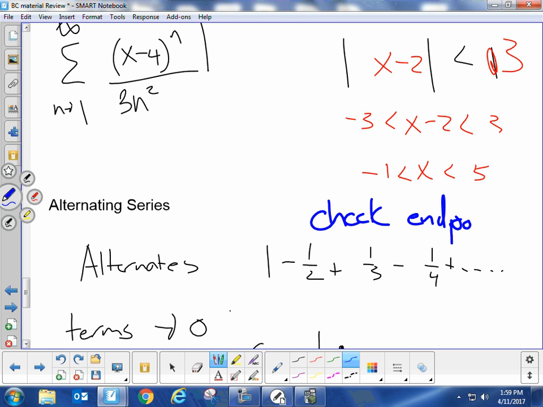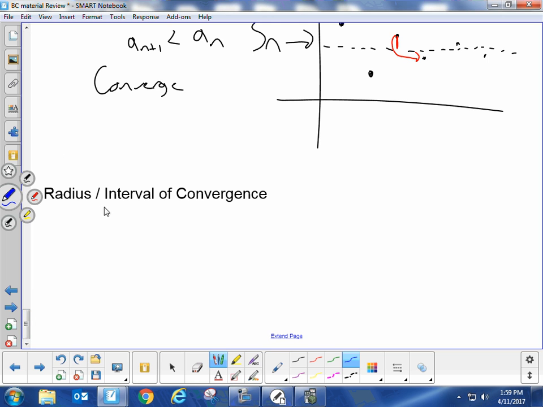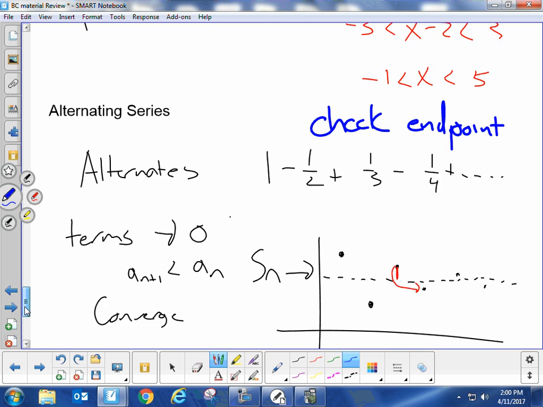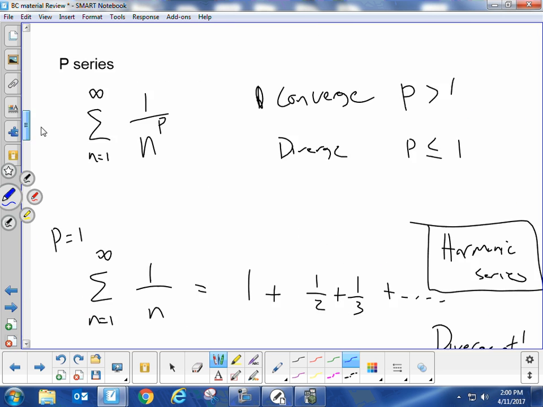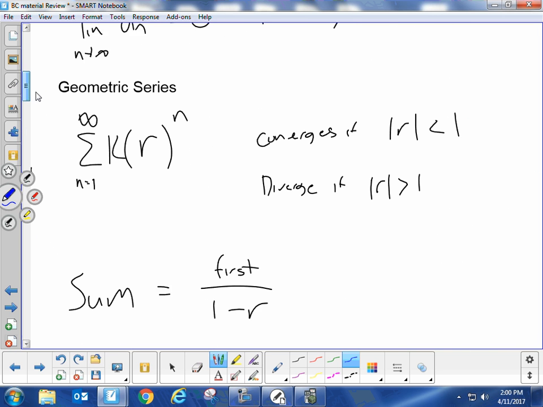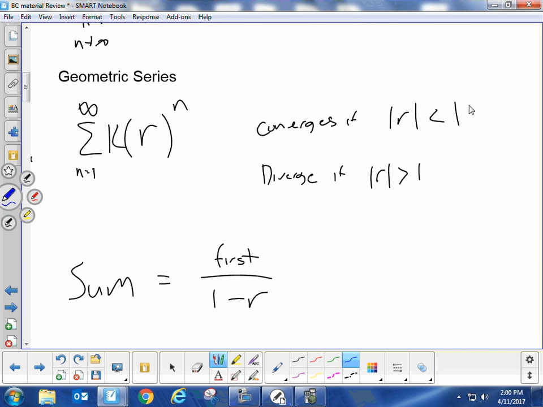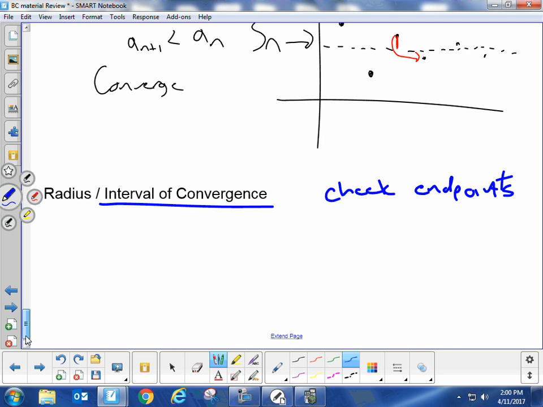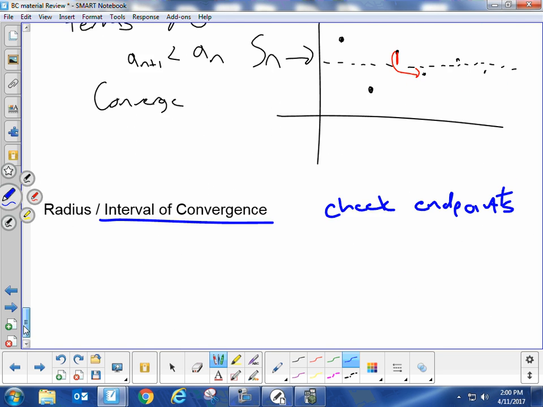So typically we'll just plug in the values 5 and negative 1 into our series. We'll then examine the series and see if it converges at that endpoint or does not converge at the endpoint. Okay, make sure we check our endpoints for our interval of convergence. And typically we are using the ratio test to find that. Sometimes you might see a geometric series and then you know it'll converge if r is less than 1. So different things, but typically using the ratio test. Okay.